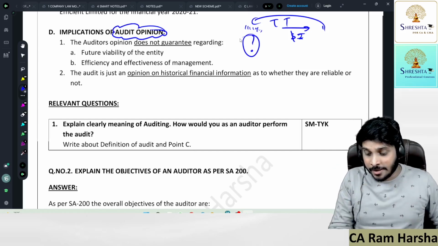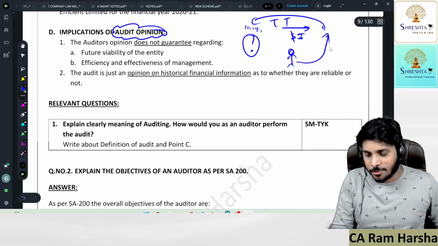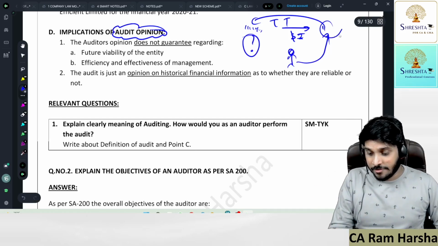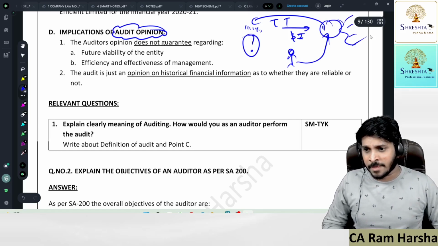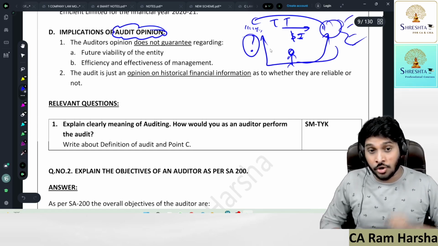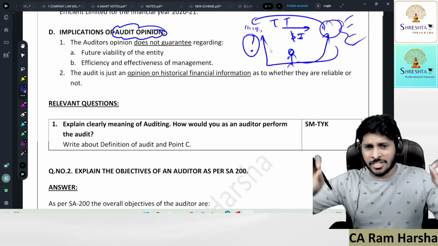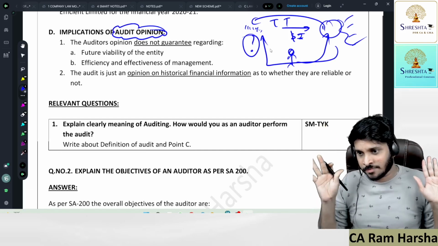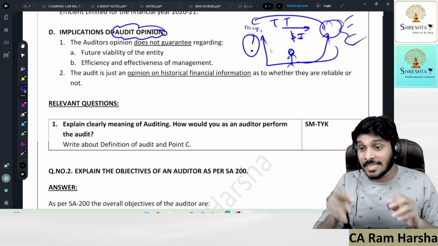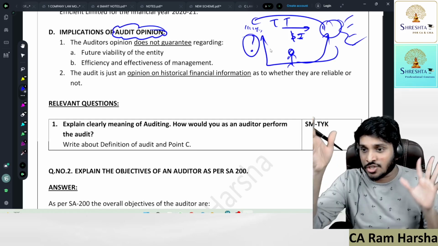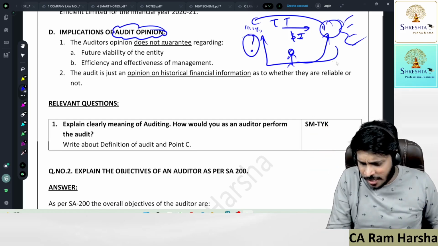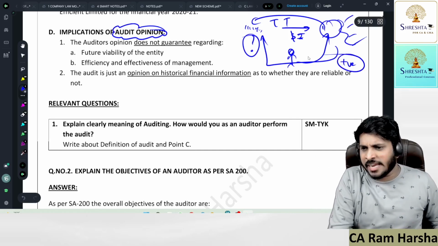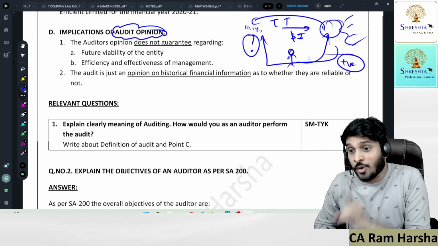So what we did, we sent some auditor to the company. He verified everything. Getting it? And he finally came back and told you, dear shareholders, the documents you got are true and fair. They are reliable. They are trustworthy. That's what he said. Nothing but the auditor gave a positive opinion.